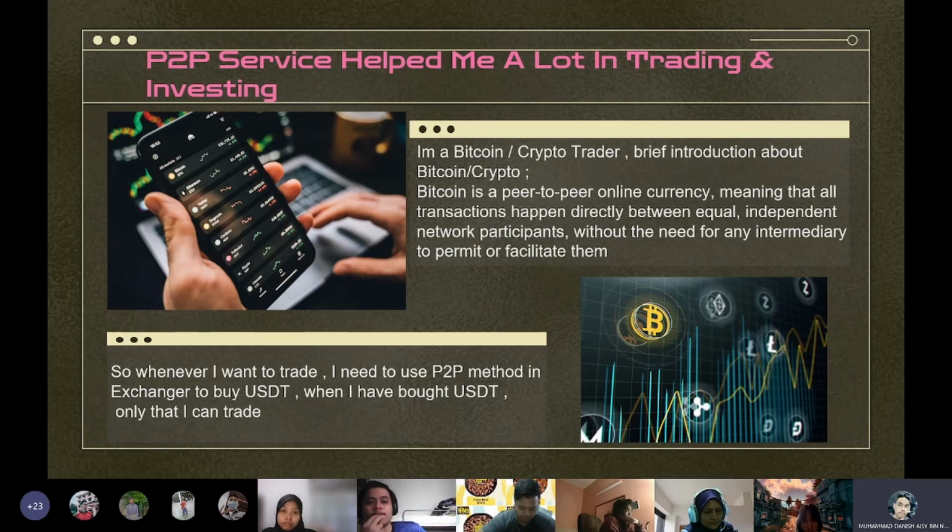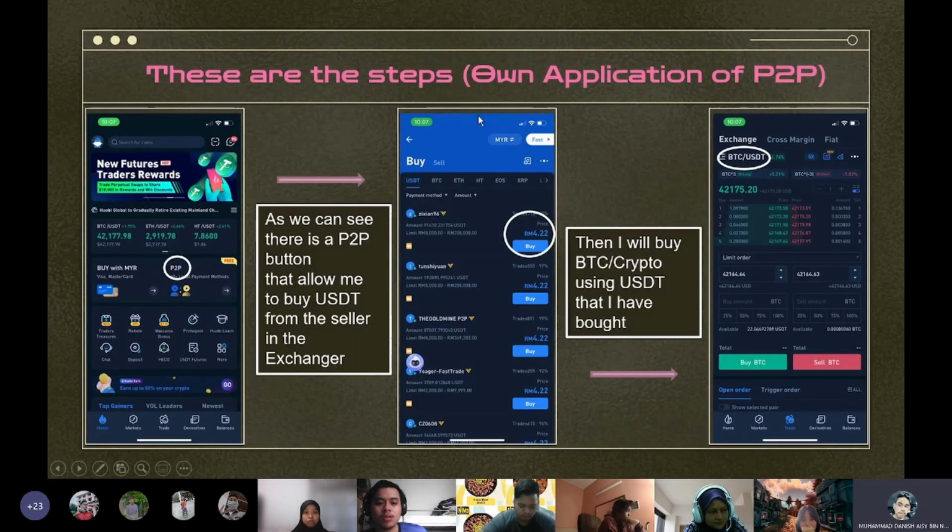Whenever I want to trade, usually I will trade in the midnight. So I need to use the P2P service method in the exchanger. Basically, an exchanger is a place where we can buy and sell Bitcoin or cryptocurrency. I will buy USDT in the exchanger, and only when I have bought the USDT can I trade to buy whichever coin I want. So now we'll do the steps.